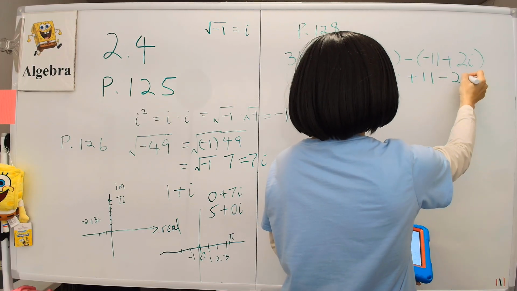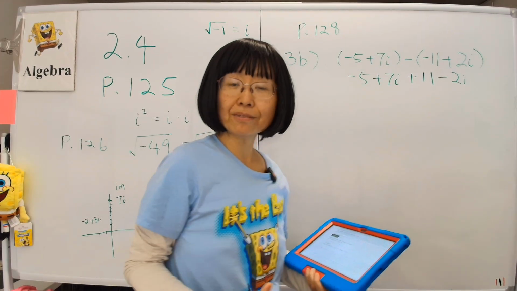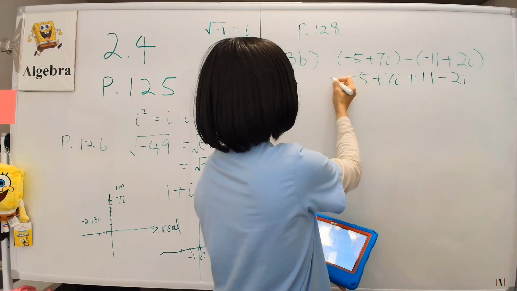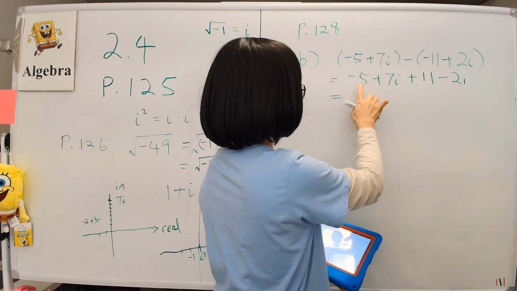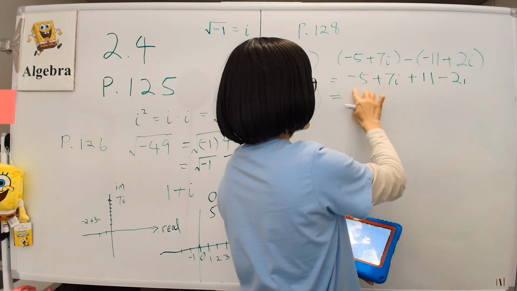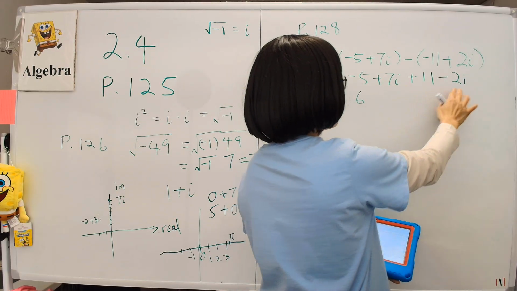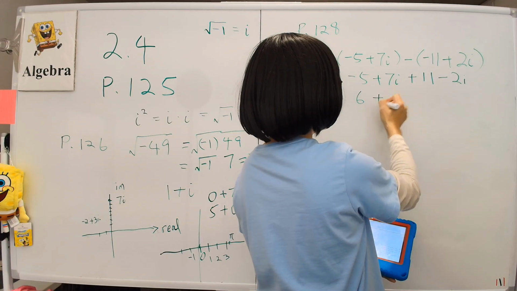So at this point, remember, I is just like a variable like x or something. You work with it the same way. So the next step is we'll round up all the like terms. So minus 5 plus 11, that's 6. And then plus 7i minus 2i, that would be plus 5i.